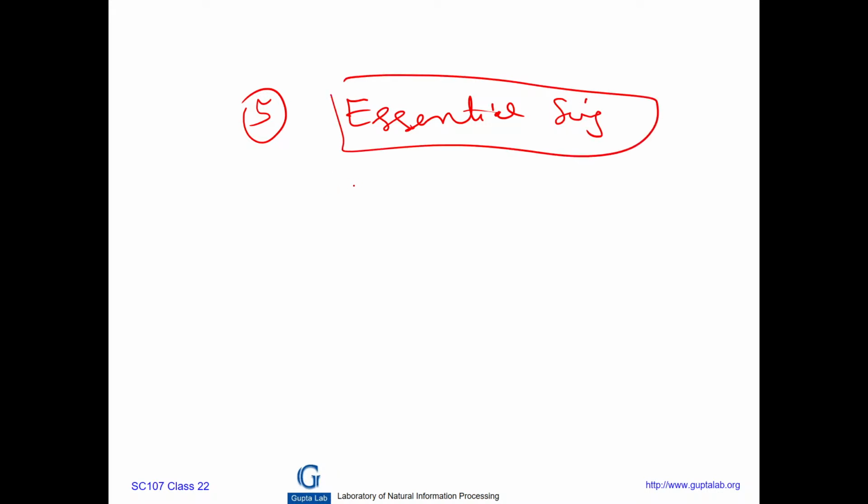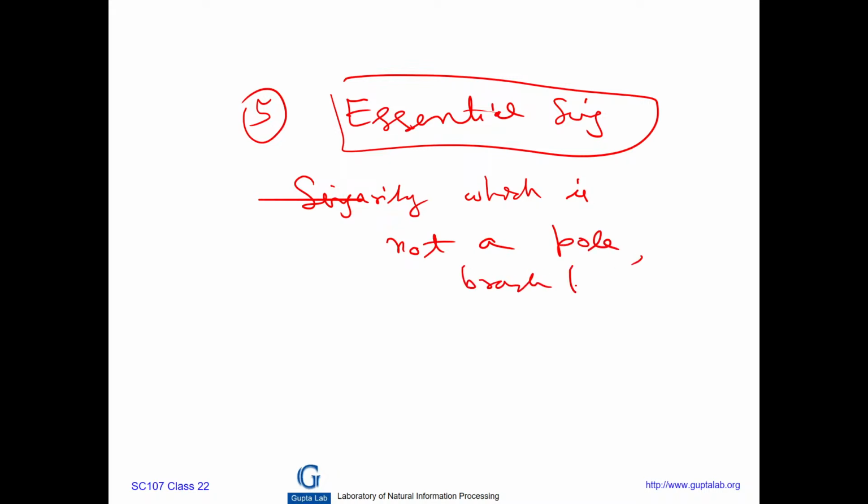Essential singularity. What is essential singularity? A singularity which is not a pole, पोल नहीं है, branch point नहीं है, और removable singularity नहीं है, then that singularity is known as essential.